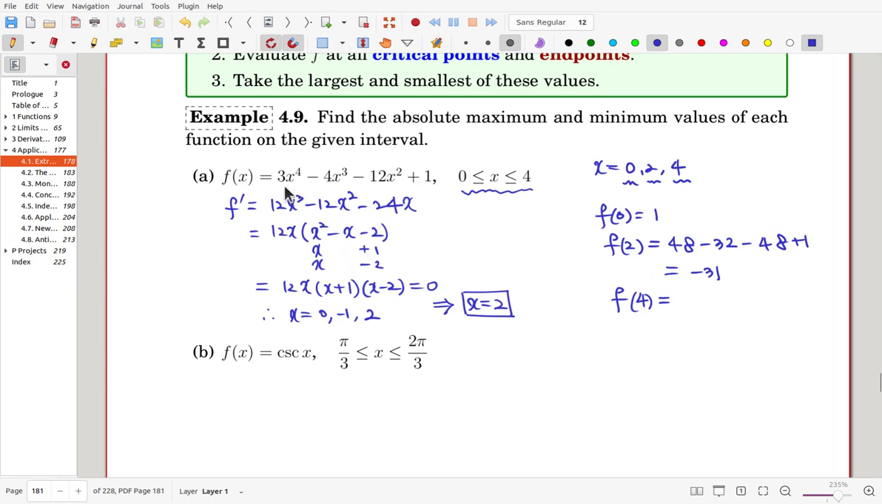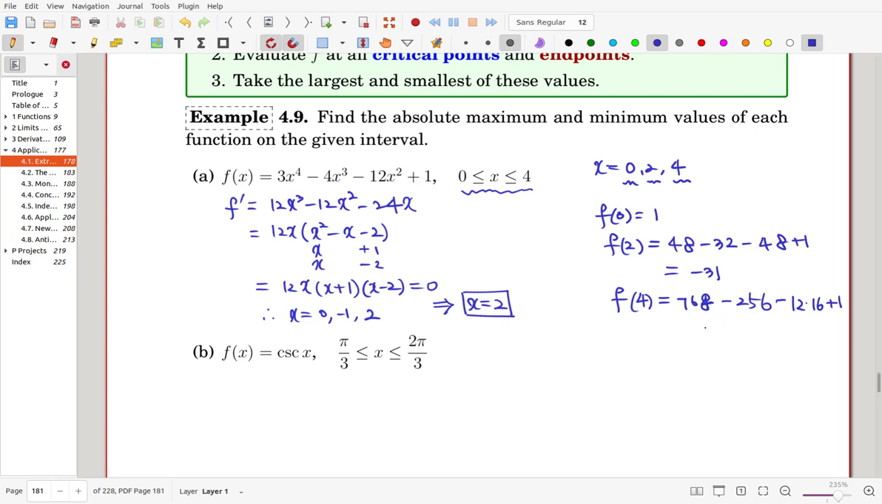Now here, that is 3 times 4 to the 4. Okay, in fact it is 8. I'm sorry. And then minus 4 to the 3 and 4 to the 4, so there is 256, and minus 12 times 16. We'll write down here 12 times 16 and plus 1.